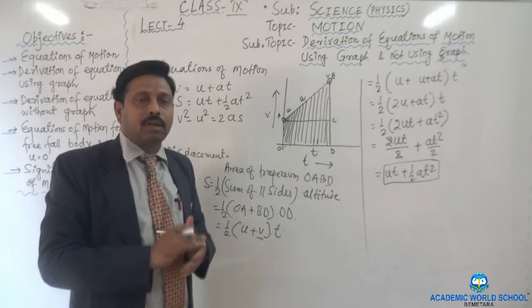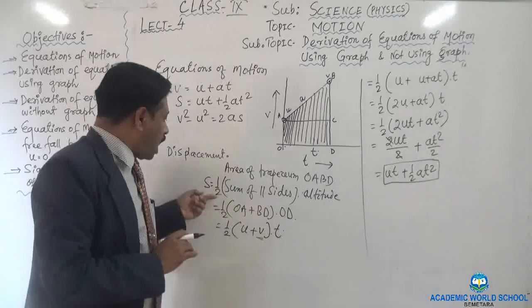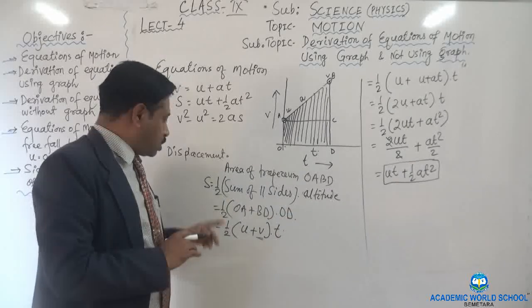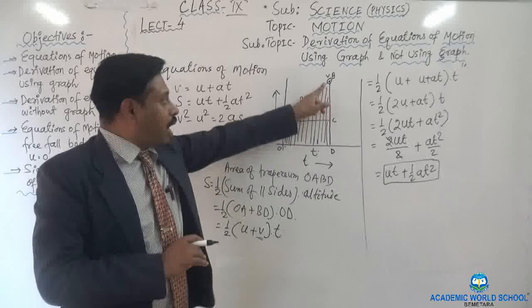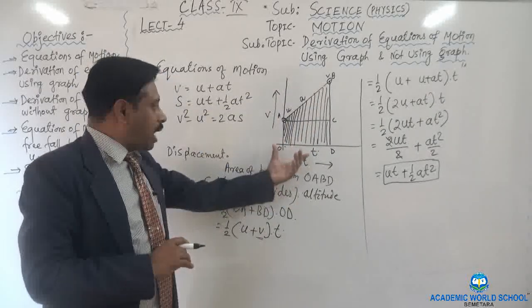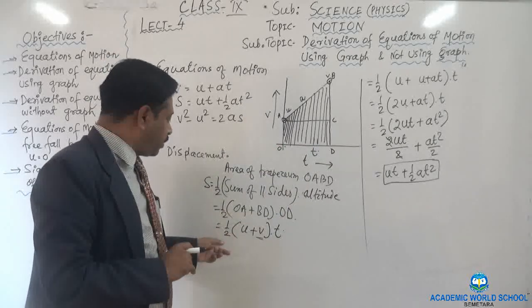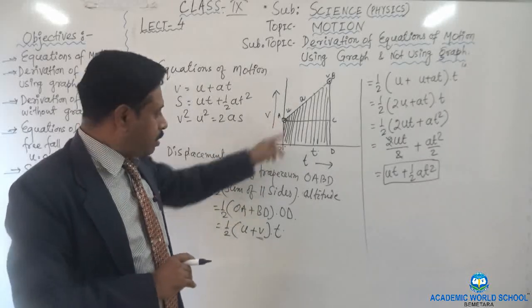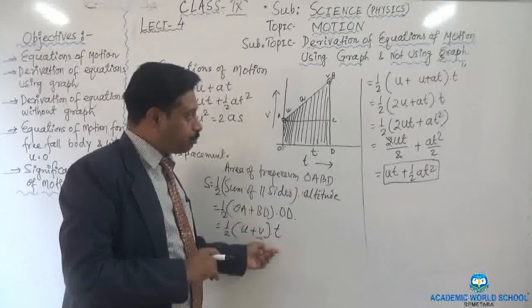Now you have to remember the formula to find out the area of the trapezium. The formula is half into the sum of the parallel sides multiplied by the altitude. So half into OA plus BD. OA and BD are the parallel sides of this trapezium, so I have mentioned it. Altitude means the height. So the height is here OD. Now put the value: half into OA. O to A, the value is U, U for initial velocity, and BD for V. And OD is the time T.